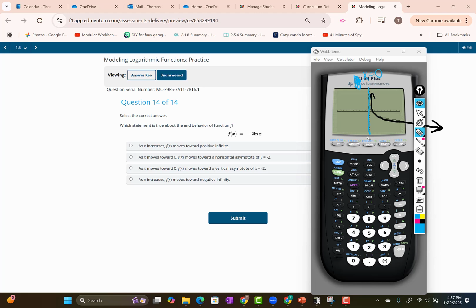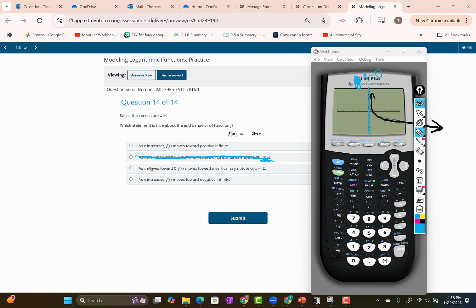And I see here really quickly, that means it cannot be choice B, cannot be choice C. Choice B says there's a horizontal asymptote at y equals negative 2. If that was true, this graph would stop before it gets to a horizontal line like I just drew there. And that's clearly not the case. So it's not choice B.